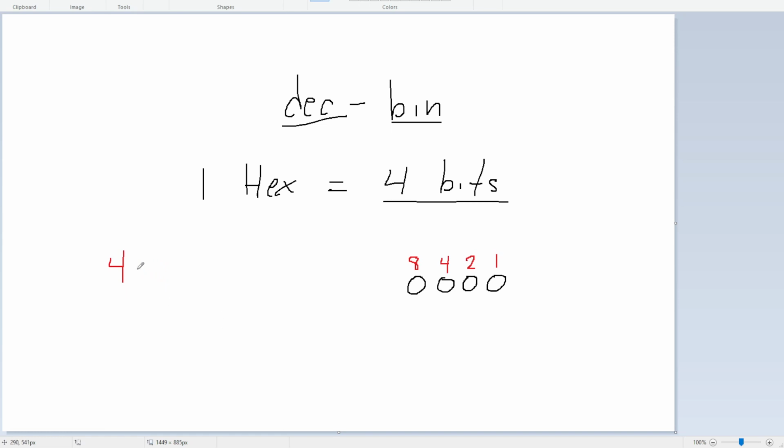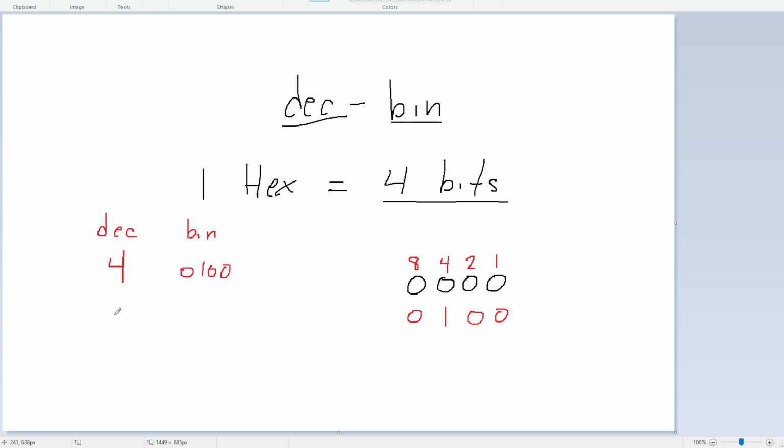So what you do, let's say if that's the decimal number, you are going to turn on the bits that add up to the number 4. The 8 bit I don't need, so I'll leave that as a 0. The 4 bit I do need, the 2 I do not need, and the 1 I do not need. So 4 in decimal, if you look at it in binary, is 0, 1, 0, 0.